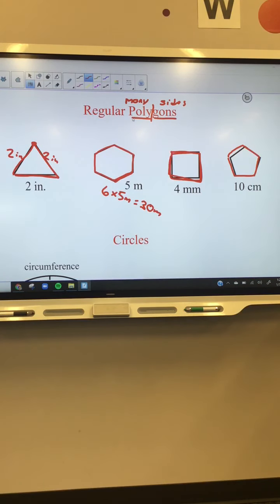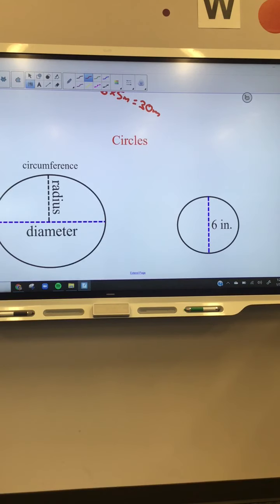Let's talk about circles. Circles then are not polygons, but we still can measure the outside around them. They have specific names for them. So if I was to take a piece of string and say, I'm going to start from right here, I'm going to wrap that string all the way around to the other side, that's the perimeter of the circle, right? The perimeter of a circle has a special name. It's called circumference. Can you say that with me? Circumference. Circumference is just a fancy name for the perimeter of a circle. That's it.